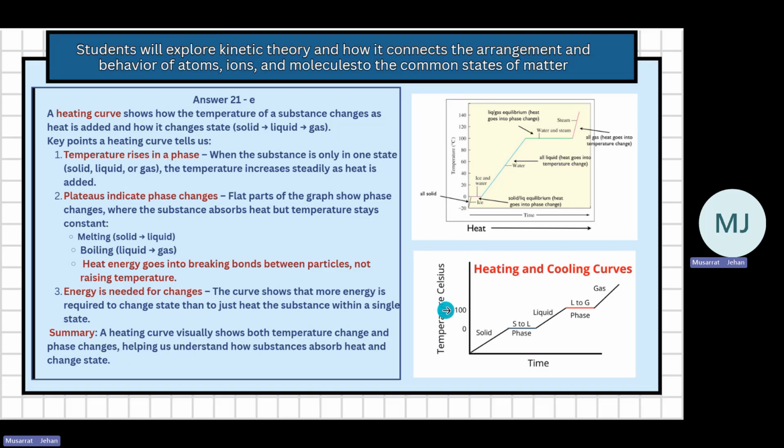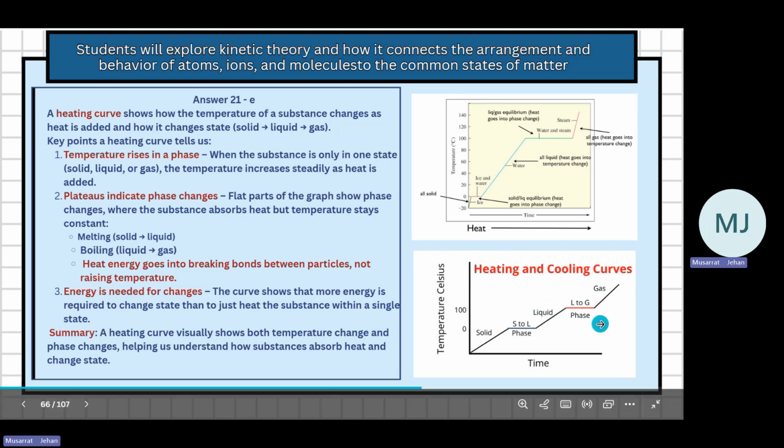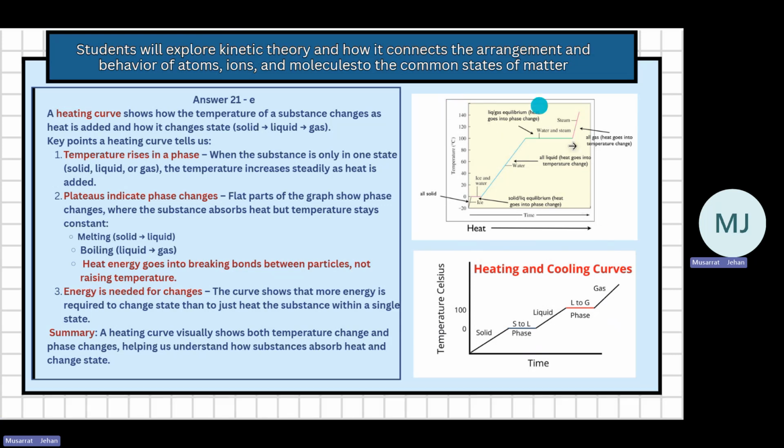At 100 degrees, which is the boiling point of water, again the temperature becomes constant till all the water has changed into a gas. And then again it starts. So if you go through this, it shows you how the different changes are taking place. Temperature rises in a phase when the substance is only in one state. Temperature increases steadily. Plateaus, or platforms, are the flat parts of the graph that show that a phase change is taking place, like melting, solid changing to liquid, boiling, liquid changing to gas.